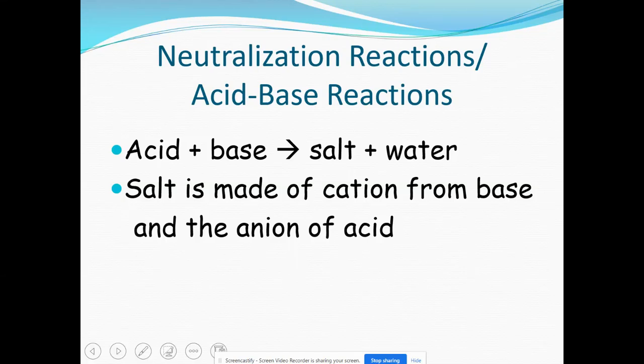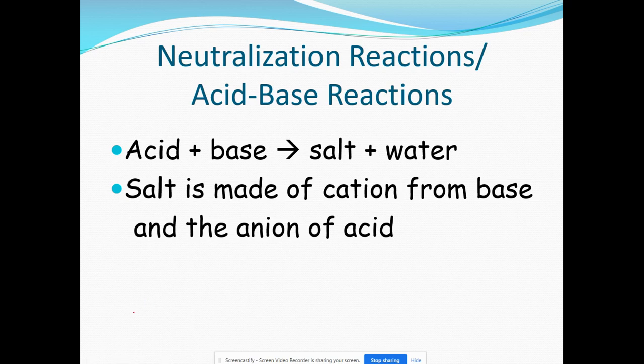Acid-base reactions, or what we sometimes call neutralization reactions, occur when an acid reacts with a base. We call it a neutralization reaction because when the acid and base react, they kind of cancel each other out, and we end up with a solution that has a neutral pH.